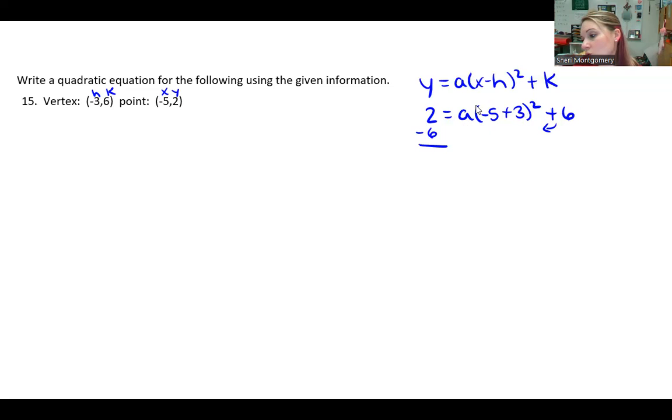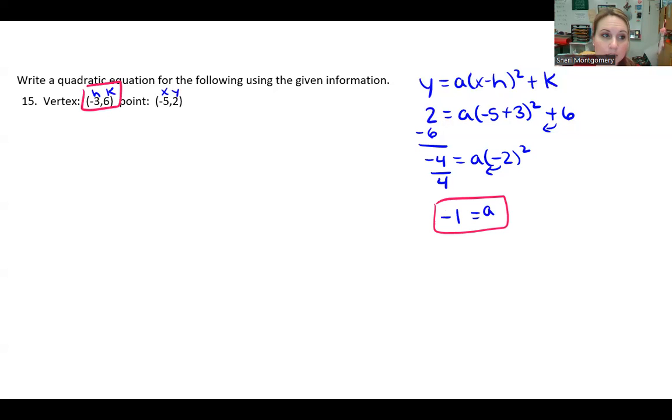I have 2 minus 6. What's 2 minus 6? -4 is equal to a times the squared quantity. Let's go ahead and evaluate what's inside the parentheses. I have -5 plus 3. So I'll get -2 in here. I have one last step. All I need to do is get a by itself. So I need to divide by -2 squared. Well, what's -2 times -2? +4. So I'm going to divide by +4. So a is equal to what's -4 divided by +4? -1.